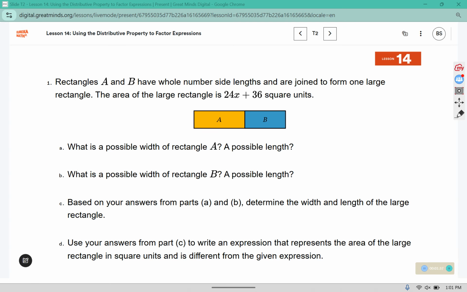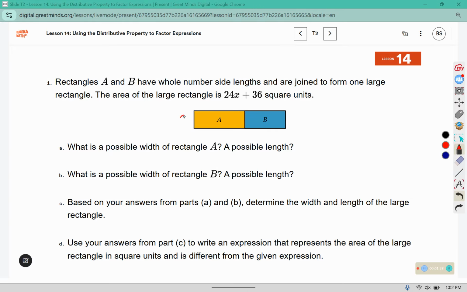Rectangles A and B have whole number side lengths and are joined to form one large rectangle. The area of the large rectangle is 24x plus 36 square units. What is a possible width of rectangle A, or a possible length?